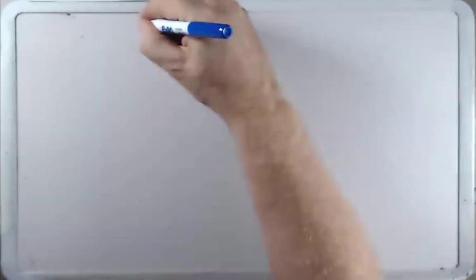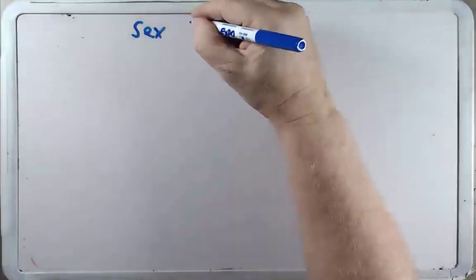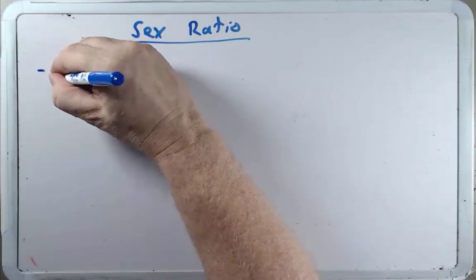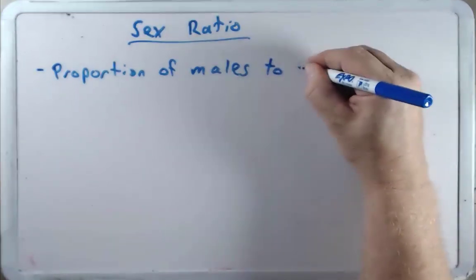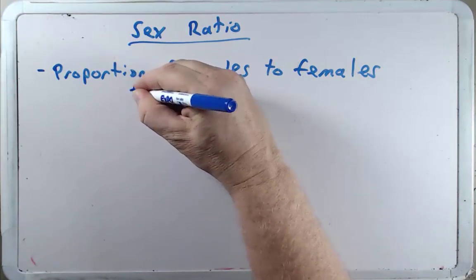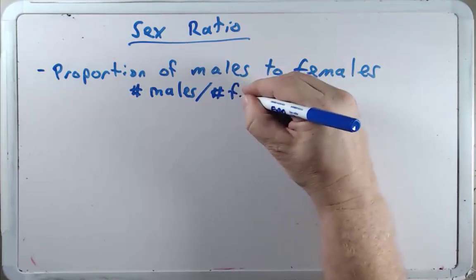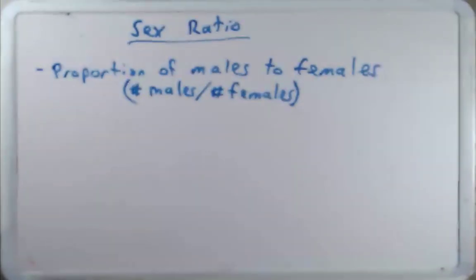The last thing I want to talk about under the large category of sexual development and identity is sex ratio. The sex ratio is the proportion of males to females. It's calculated by the number of males divided by the number of females. Now your book takes this number and multiplies it by 1,000, but you don't have to. I prefer just using the ratio here.